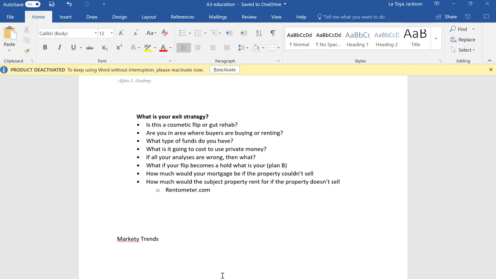You want to know, are individuals in the area able to afford the home that you're in? So that's when you want to start understanding the demographics of what individuals make, what type of individual is going to buy your property, and you need to understand this as well in your area. Now, you also want to understand your plan. You've got to have more than a plan A. Plan A is to sell a property.